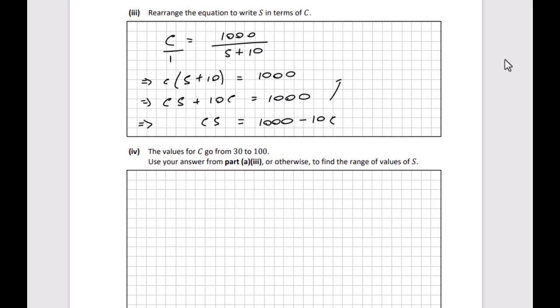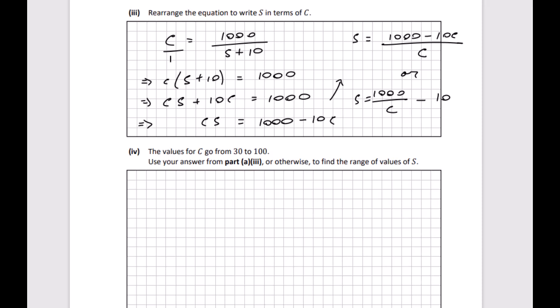And then I'll just come up here. That will finally give me S on its own here is equal to 1000 minus 10C all over C. Or another way of writing that would be 1000 over C minus 10C over C, which is just 10. So two different ways of writing the same thing. Okay, so that's part 3 done.